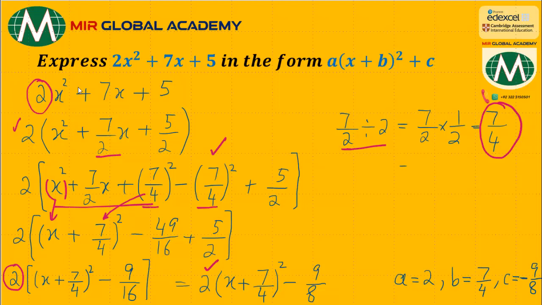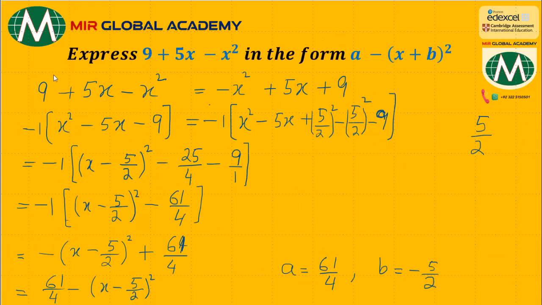Now we have finished our completing the square. The next step is to compare this answer with this format. Here you can see that A matches with this 2, A is 2, and this B matches with 7 over 4. So B is 7 over 4 and C is minus 9 over 8.